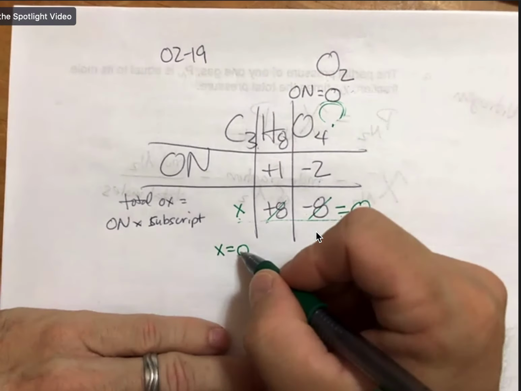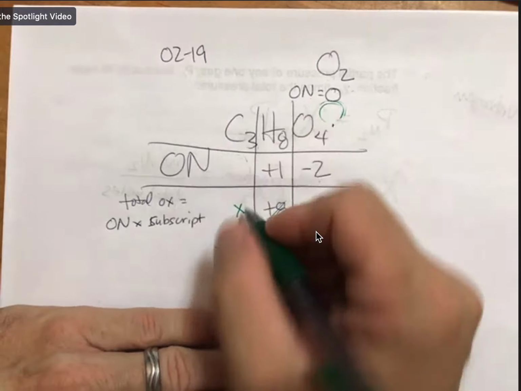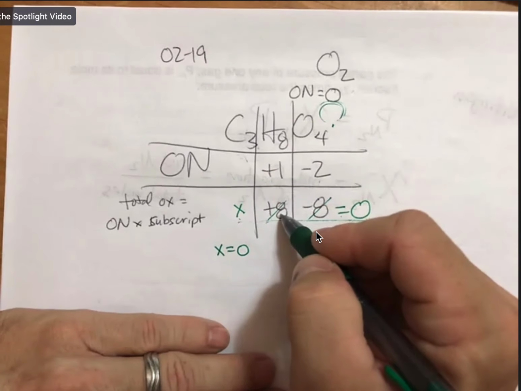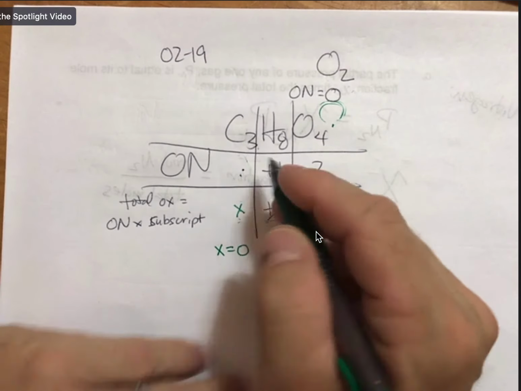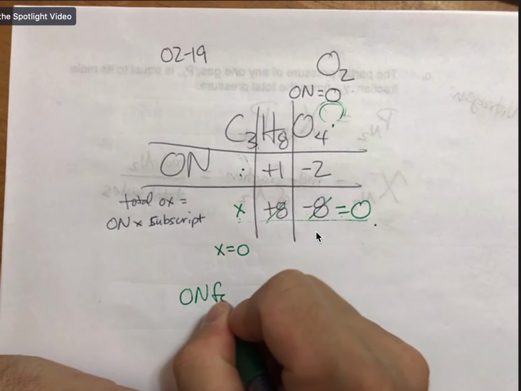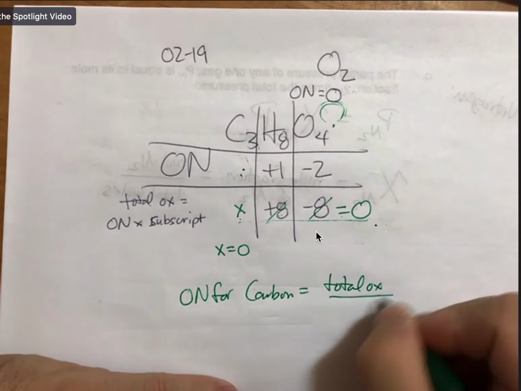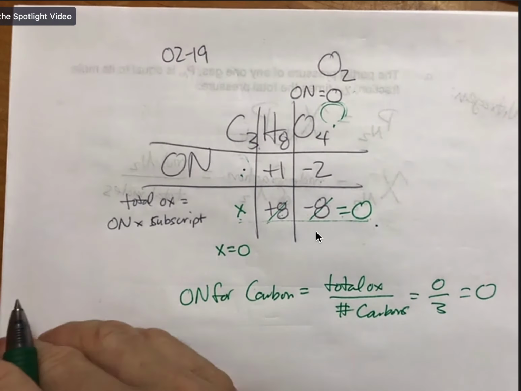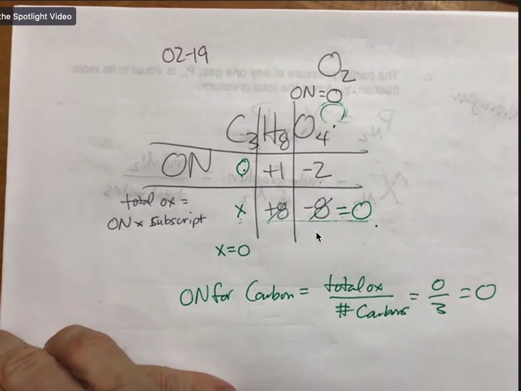And so, right, great. And if it's 0 here, then the number that goes in this box is whatever's down here divided by 3. Going down, it's this times this. When we go back up, it's this divided by the 3 equals the oxidation number. So oxidation number for carbon equals total ox divided by number of carbons, which is 0 divided by 3, which is 0. So, any questions about that?